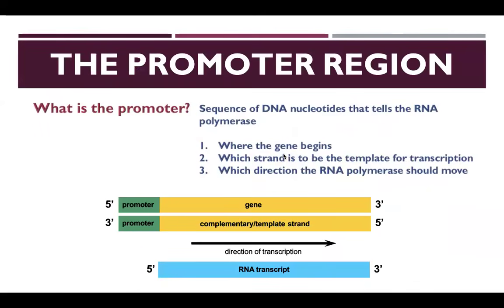So what actually happens here? You have the promoter region. The promoter region is a sequence of DNA nucleotides that tells your RNA polymerase, hey, come here so that you can start transcribing the RNA. So it's where the gene begins. It tells it which strand is the template for transcription and which direction to move in.